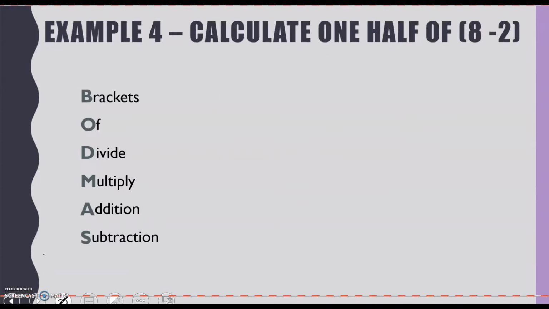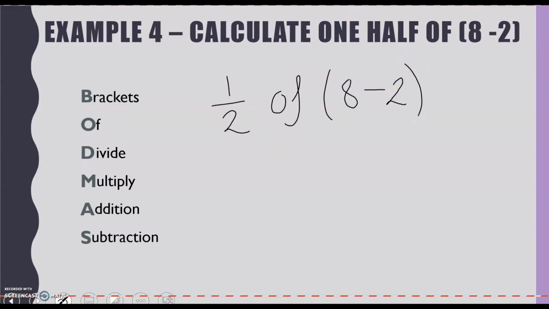So example 4 now, our last example. We have to calculate 1/2 of 8 minus 2 in a bracket. So what that really is asking for here is 1/2 of 8 minus 2. So this time I have got "of", so we'll put a wee star there. I've then got a bracket, and that subtraction is inside the bracket, so I don't need to mark that off.